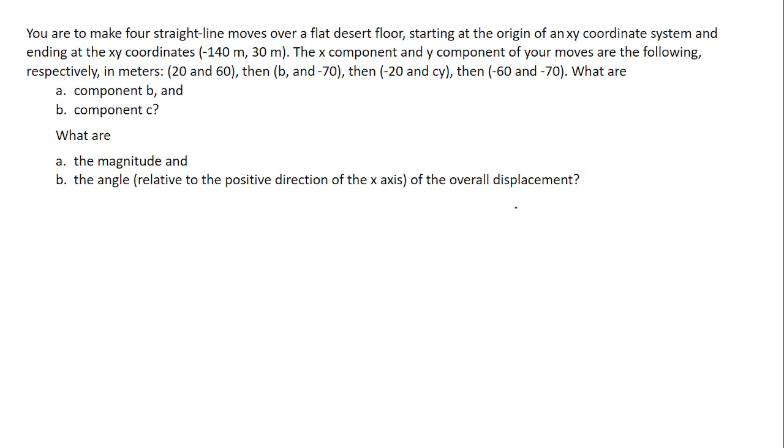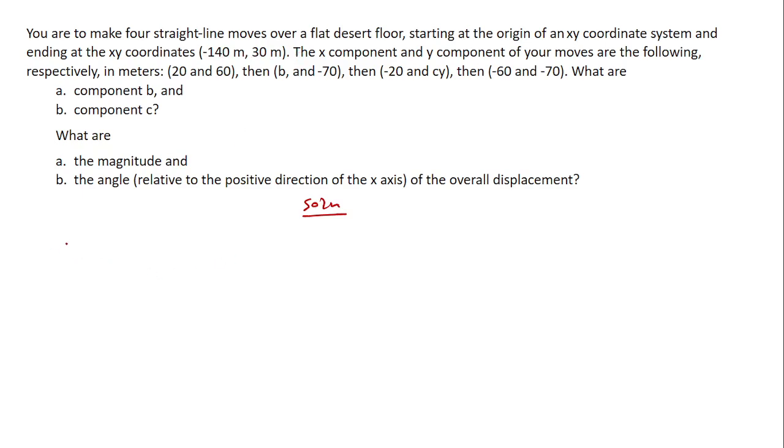With this question, it's a little bit tricky, and it's a question that most of you are supposed to give much attention to, and please make sure that you ask where you are not clear. So, solution. The question is: you are to make 4 straight lines, moving over a flat desert floor, starting at the origin of an xy coordinate system and ending at the xy coordinate, which is 140 meters and 30 meters.